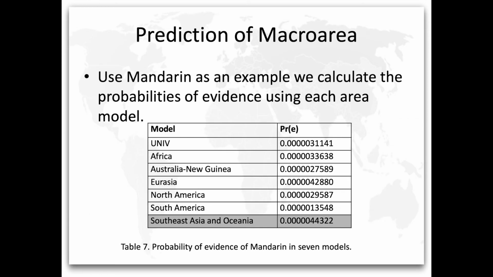Prediction of macro areas. We have six local models. For example, if we pick Mandarin, we can calculate the probability of evidence, and the Southeast Asia model gives the highest probability, which indicates that Mandarin belongs to this area.